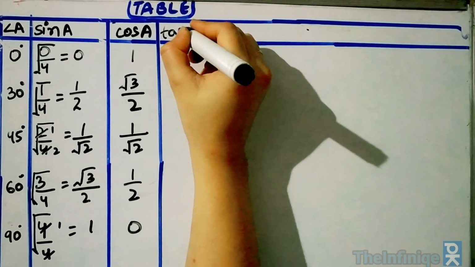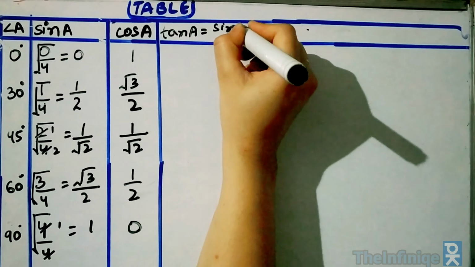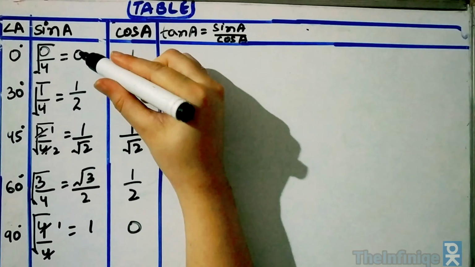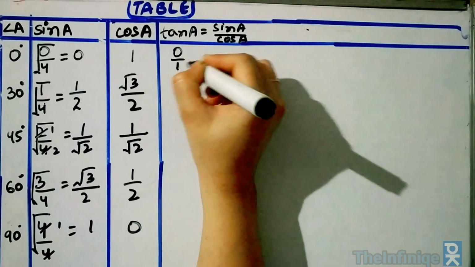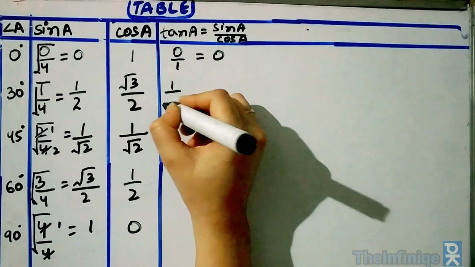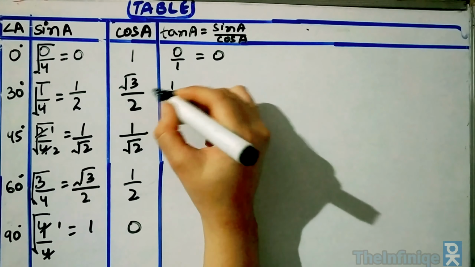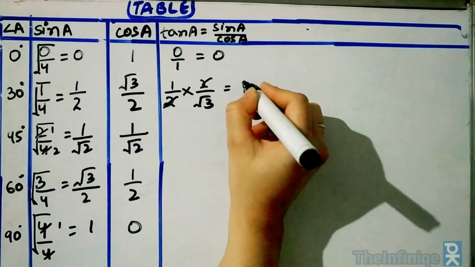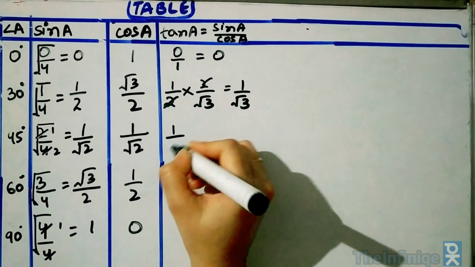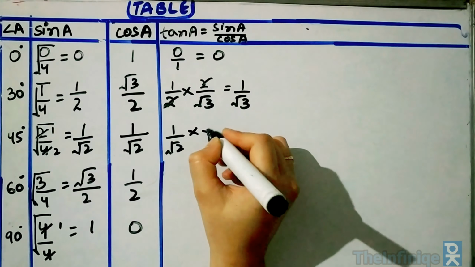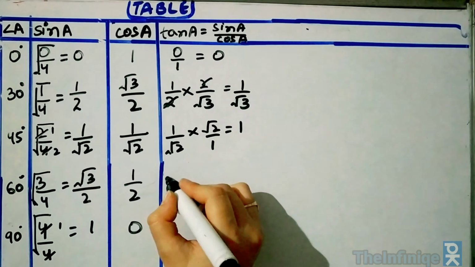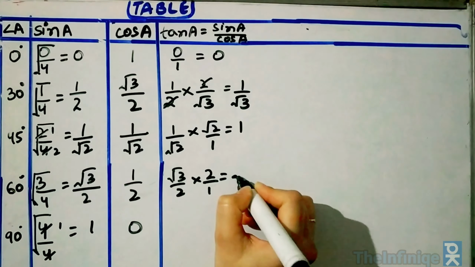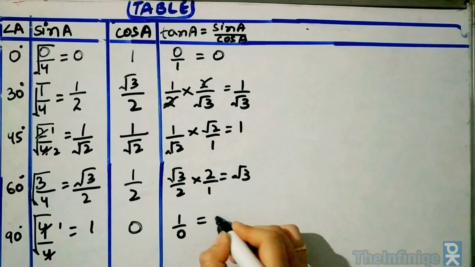Now tan A is equal to sine upon cos. So tan 0 is equal to sine 0 upon cos 0. Sine 0 is 0 upon 1 is equal to 0. This is 1 upon 2 divided by root 3 upon 2. So it changes into multiply. So 2 upon root 3. 2 and 2 cancel. Tan 30 degree is 1 upon root 3. It's 1 upon root 2 into root 2 upon 1. This is 1. Root 3 upon 2 into 2 upon 1 is equal to root 3, and 1 by 0 is not defined.